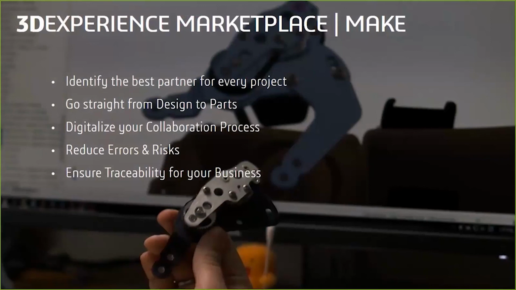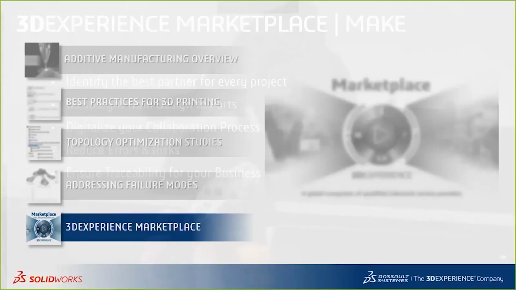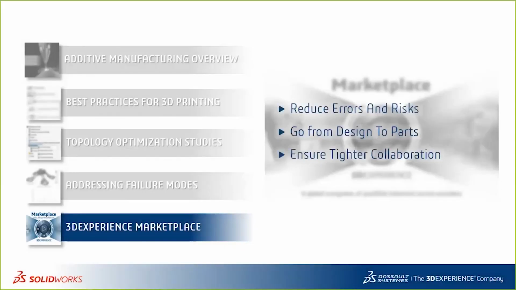Identifying the best partners for every project, go straight from design to parts, digitize your collaboration process so it goes directly from your SolidWorks 3D CAD interface directly to the vendors, reduce errors and risk because there's less hands on it, ensure traceability for your business. So to wrap up, reduce errors and risks, go from design to parts, ensure tighter collaboration.